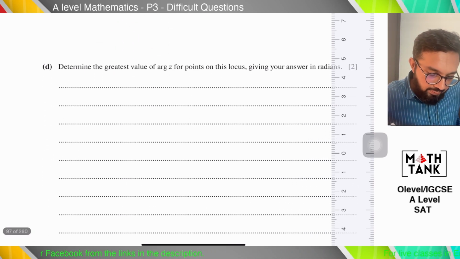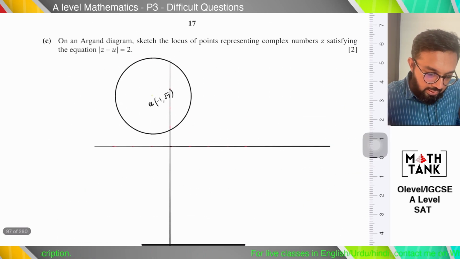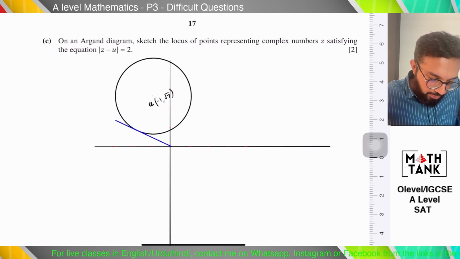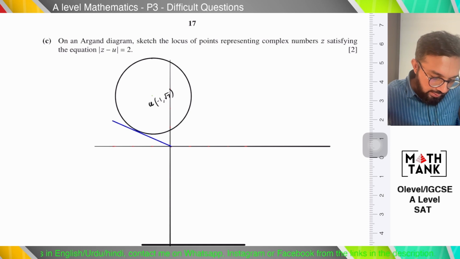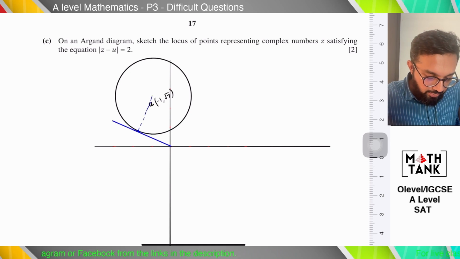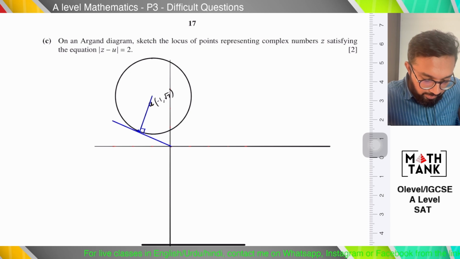Okay, determine the greatest value of argument of z for points on this locus, giving your answer in radians. So greatest argument is always at a tangent line. Since z is any point on the circle, okay, since this is equal to 2, z is any point on the circle, I'm going to say that it's tangent here. Remember that the center has an interesting role to play whenever the greatest or least arguments are asked. So I am trying to find this angle here. This is going to be 90 degrees.